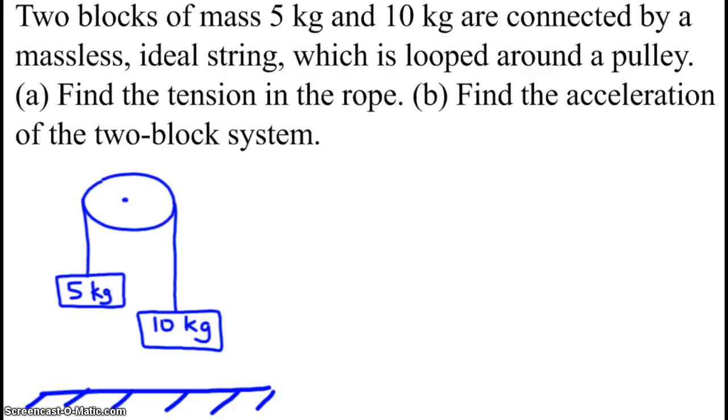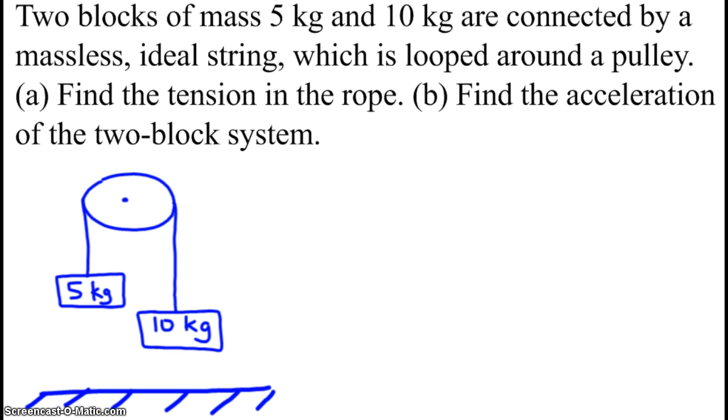Welcome to this physics problem. This is a classic high school physics problem, and what we have here are two blocks, 5 and 10 kilograms. They're connected by a string which has been looped around this pulley. We're going to have to find the tension in the string and the acceleration of the blocks.